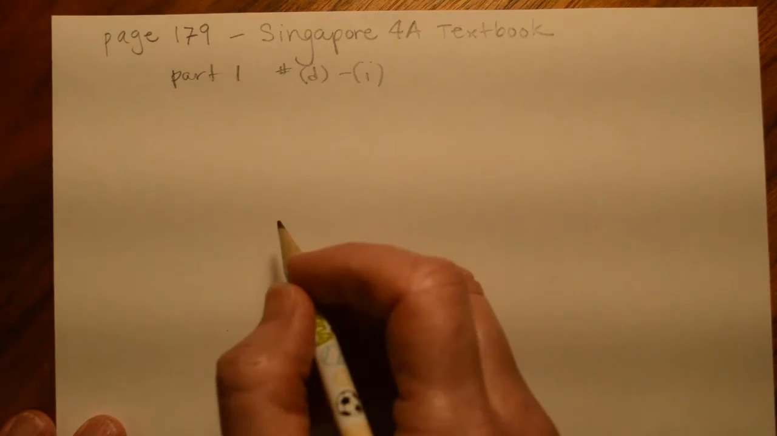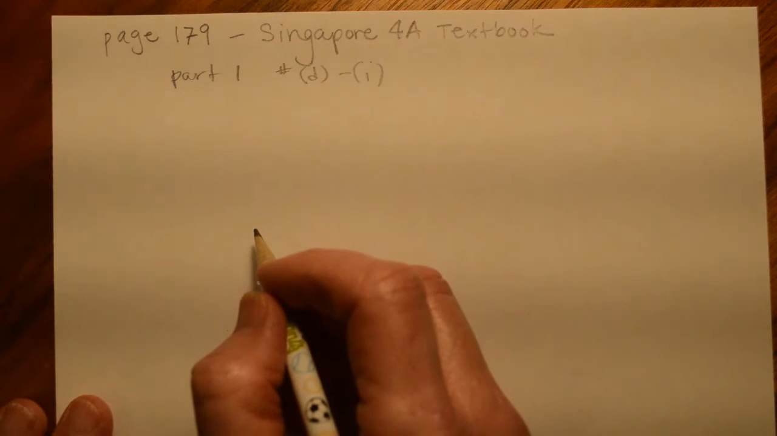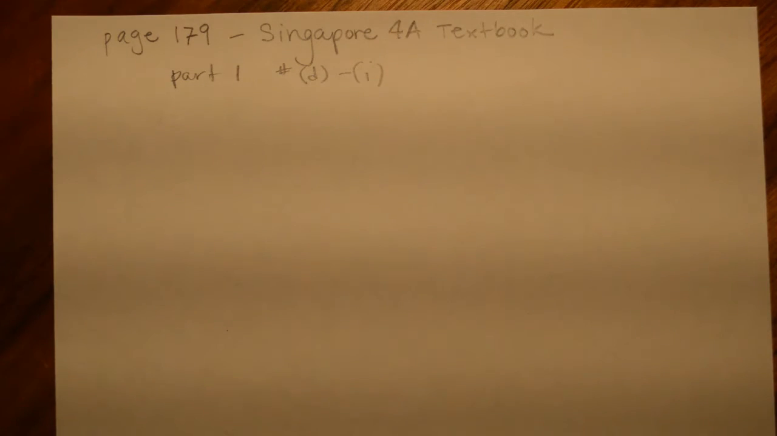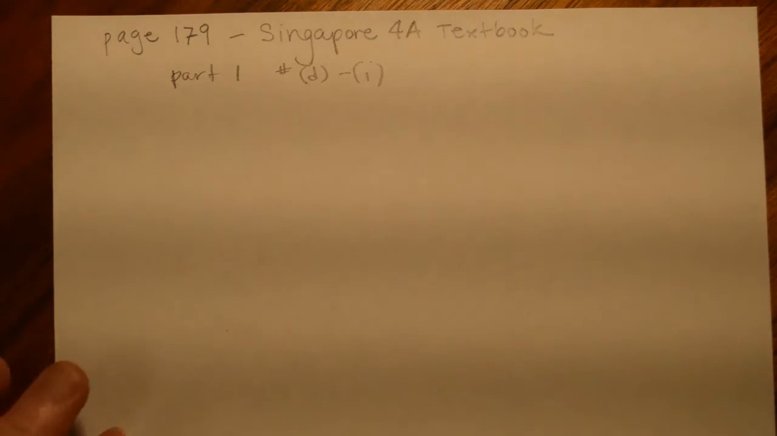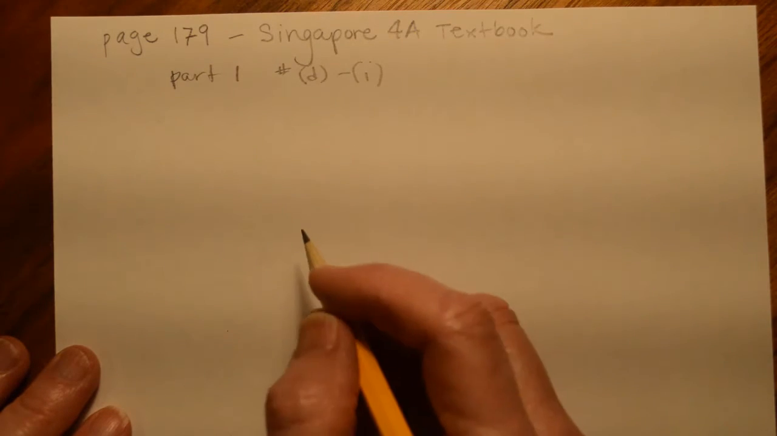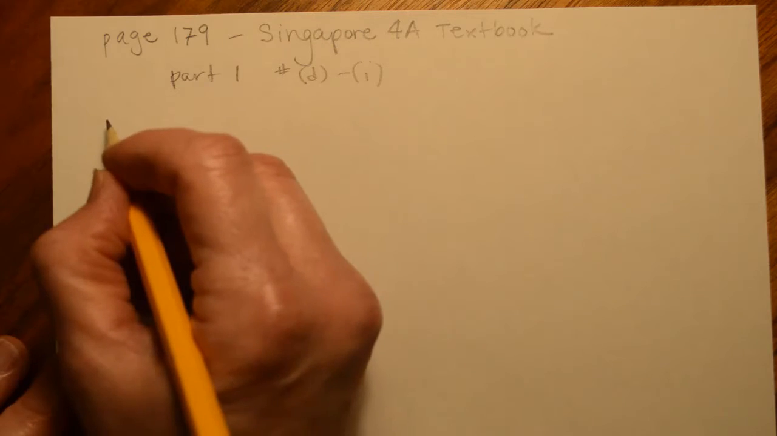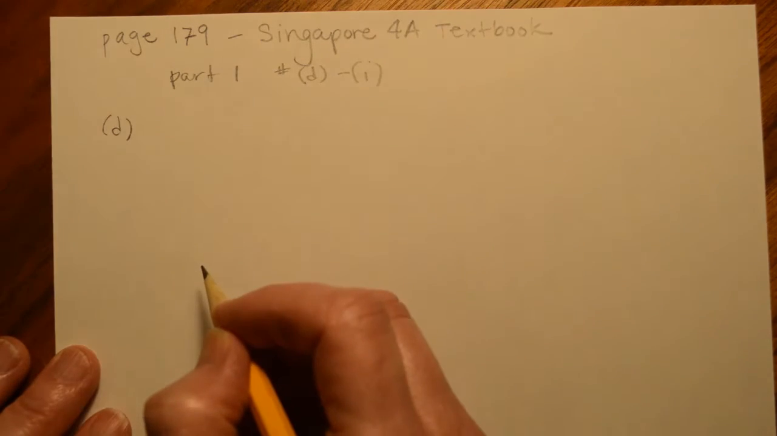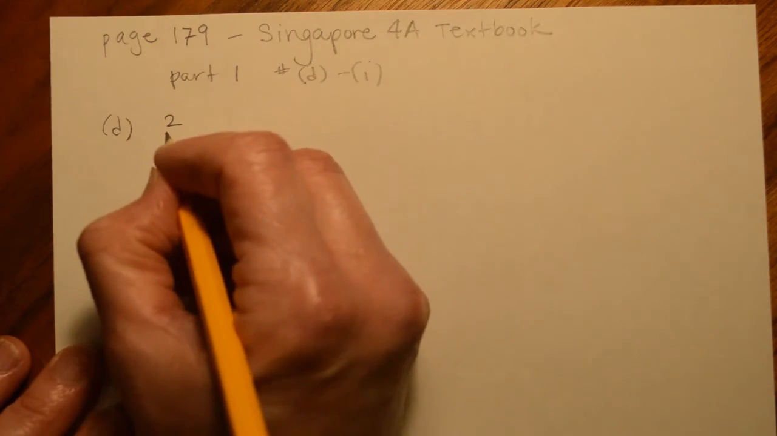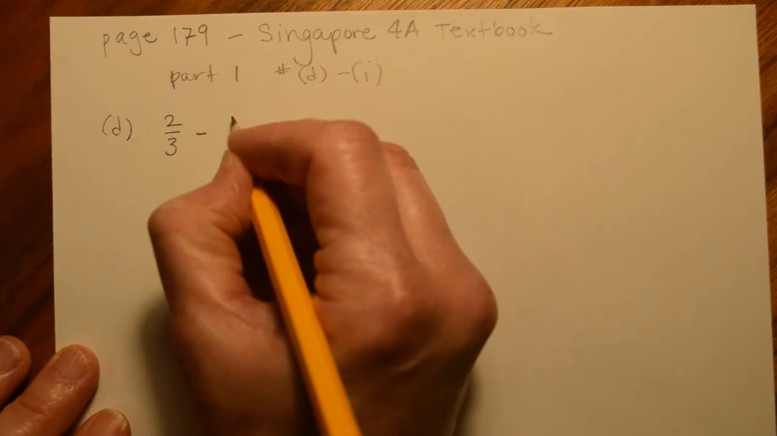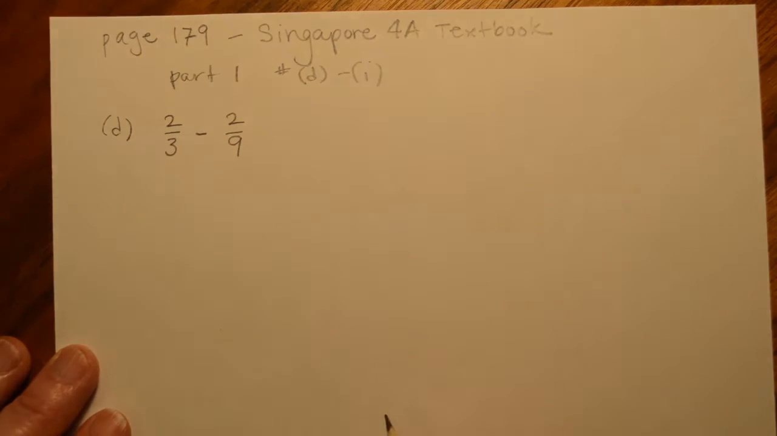And I'm guessing that you're getting to the point that you can probably do some of these others on your own too, but just so that we have a chance to really talk about it, and maybe there's something I'll say that will clear up any mistakes or problems that you're having. So let's take a look at part D. This says 2/3 minus 2/9.